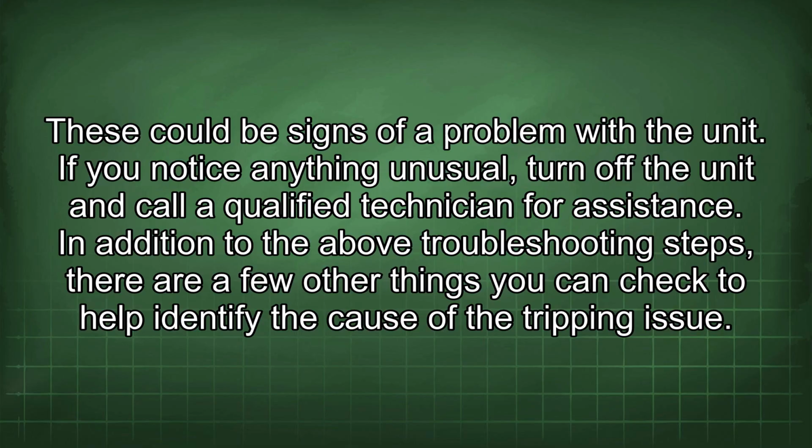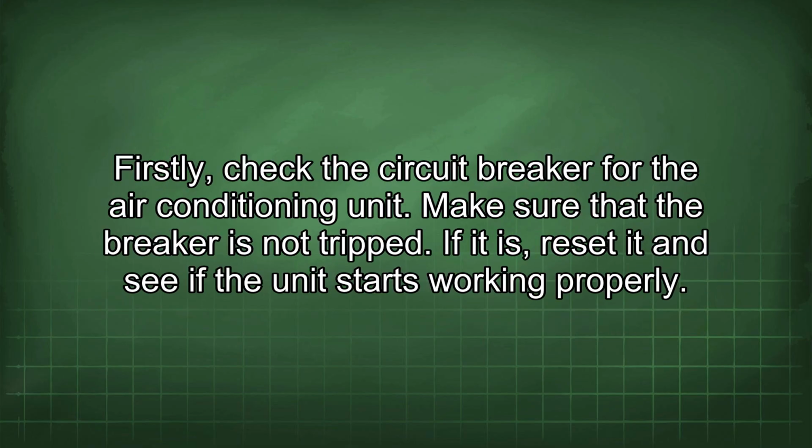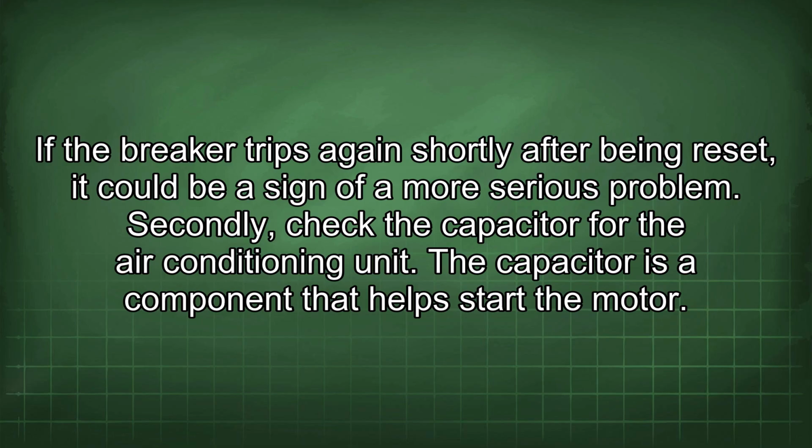In addition to the above troubleshooting steps, there are a few other things you can check to help identify the cause of the tripping issue. Firstly, check the circuit breaker for the air conditioning unit. Make sure that the breaker is not tripped. If it is, reset it and see if the unit starts working properly. If the breaker trips again shortly after being reset, it could be a sign of a more serious problem.